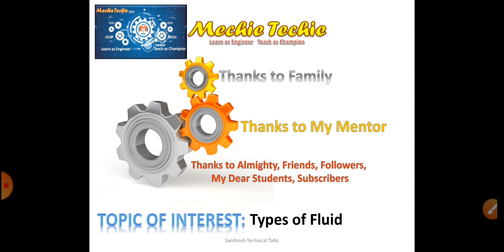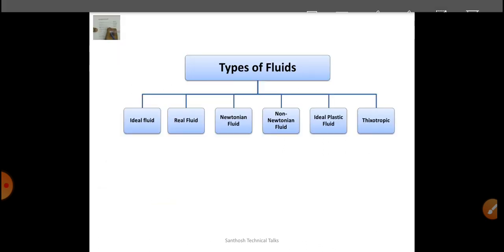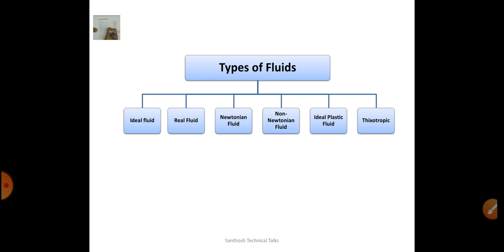Today's topic of interest is types of fluid. Generally, we have six different types of fluids. One is ideal fluid, real fluid, Newtonian fluid, non-Newtonian fluid, ideal plastic fluid, and Thixotropic fluid. Let me explain each one in the following slides.